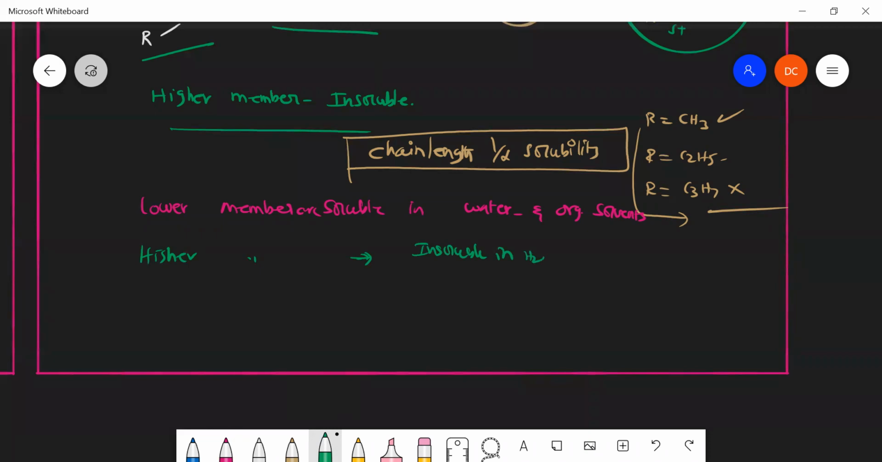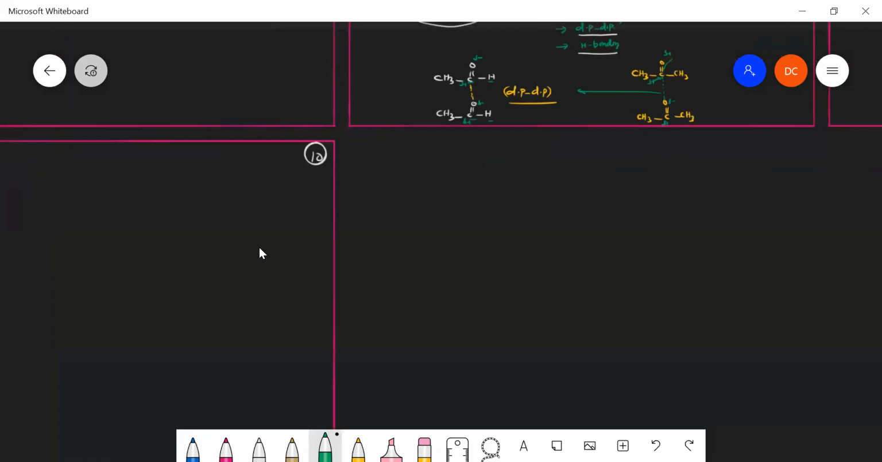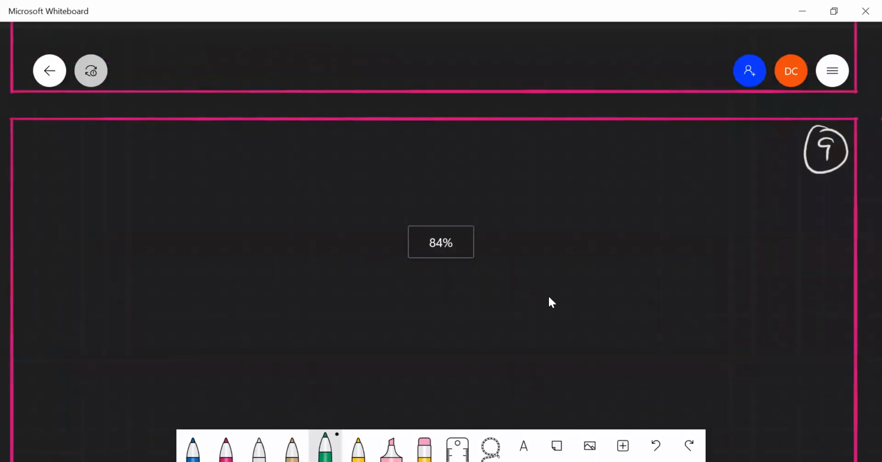Insoluble in water, but soluble in organic solvents. What kind of organic solvents? It may be benzene, chloroform CHCl3, carbon tetrachloride CCl4, even ethers. Likewise, these kinds of solvents we can use to dissolve aldehydes and ketones, because they are all non-polar solvents. So that's why they are soluble in organic solvents also.